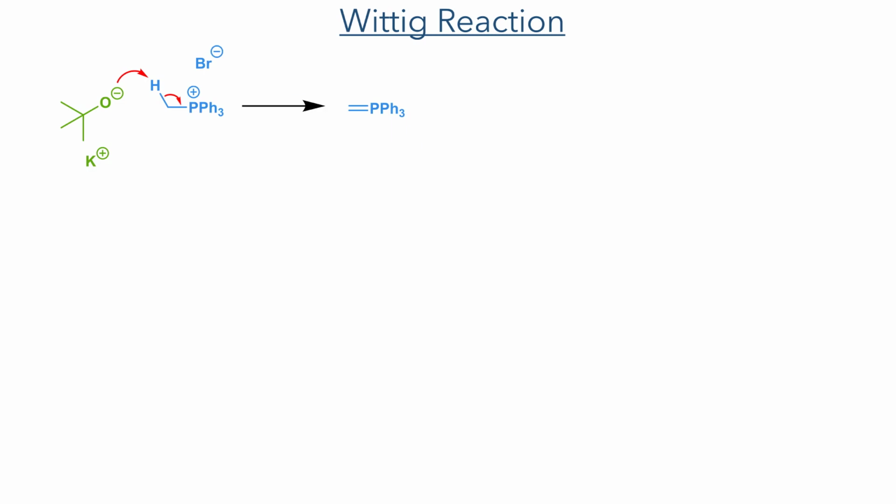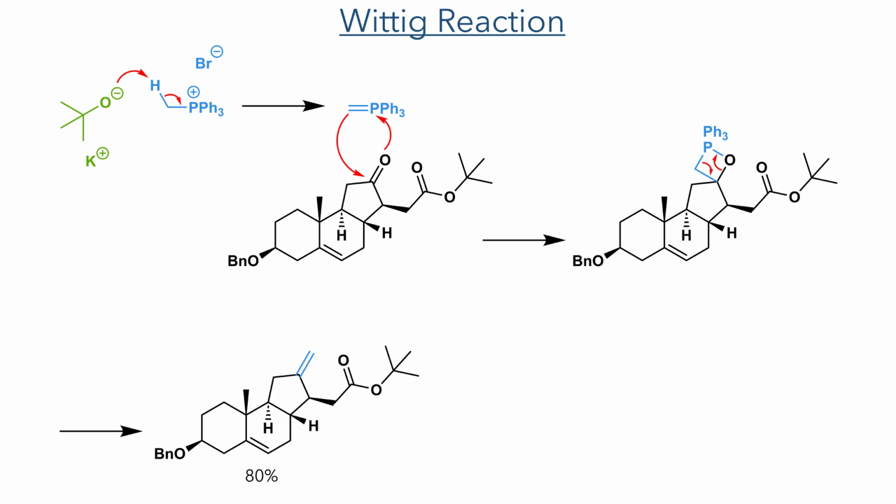In the next step, the ketone took part in a Wittig reaction. Methyl triphenylphosphonium bromide was first deprotonated by potassium tert-butoxide, generating an ylide that reacts with the ketone to form an oxaphosphetane intermediate in a similar manner to the HWE reaction we saw earlier. Cycloreversion of this intermediate generates the exo-alkene in an 80% yield.